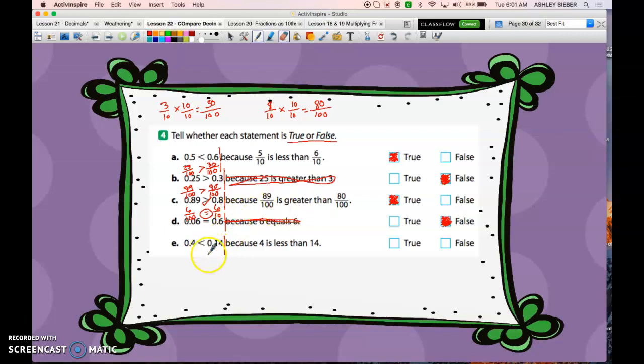And the last one, I know that this means 4 tenths is less than 14 hundredths. Okay, so I'm going to change 4 tenths to hundredths. I know that equals 40 hundredths. So let me think about this expression now. 40 hundredths is less than 14 hundredths. No, this is not right either. So again, I don't care what this says. So true, false, false.